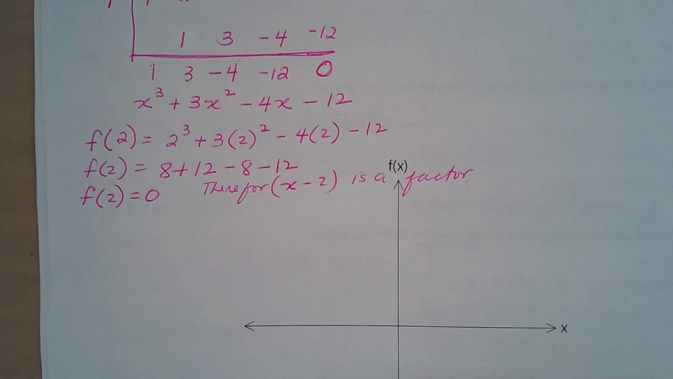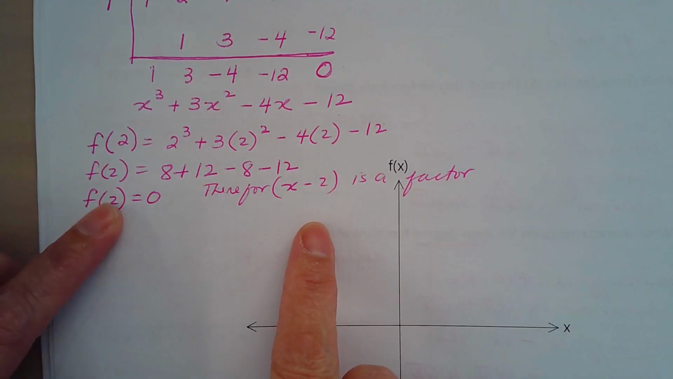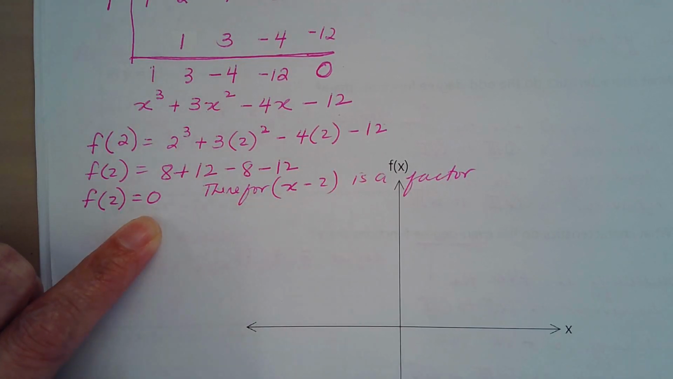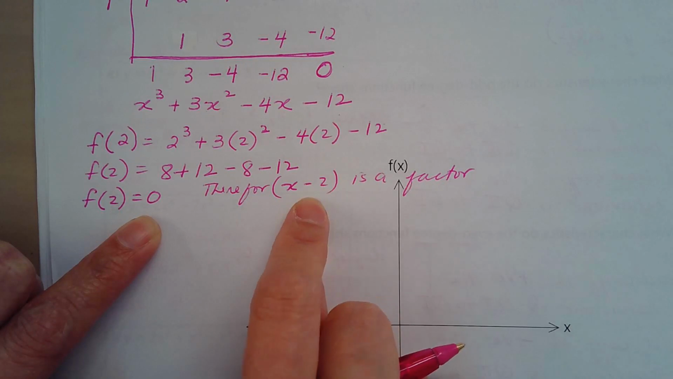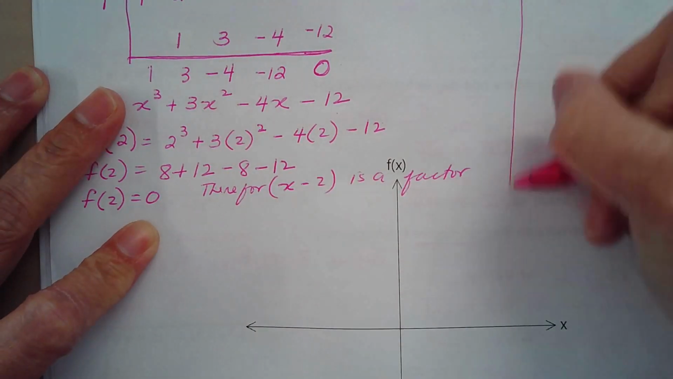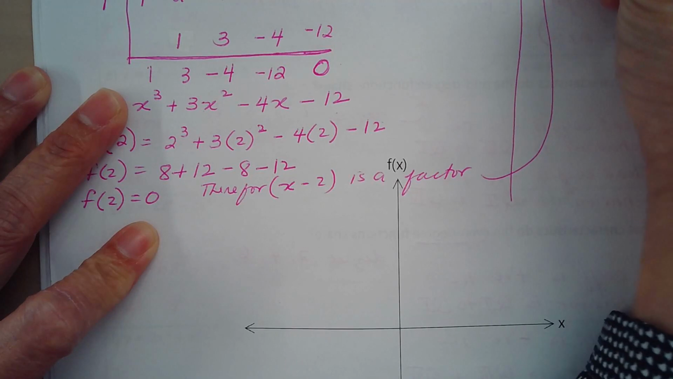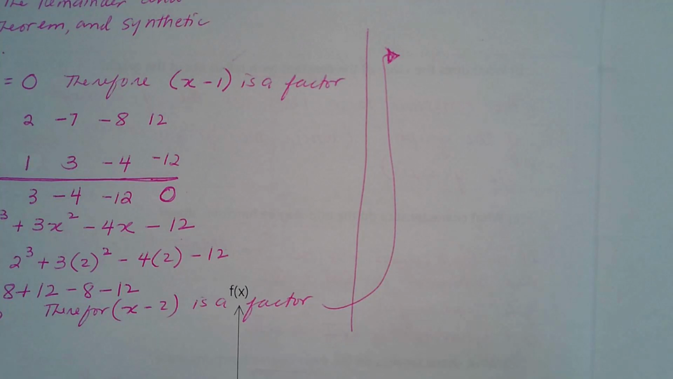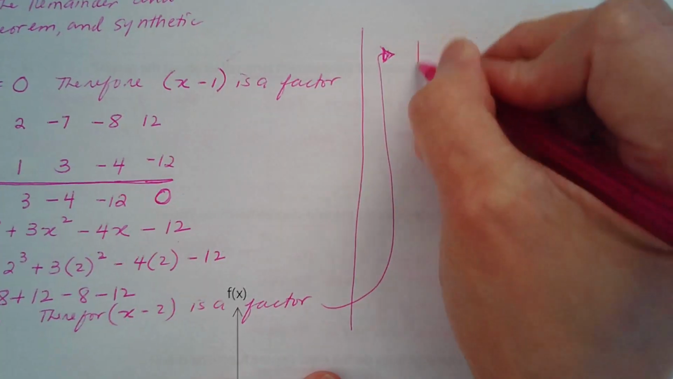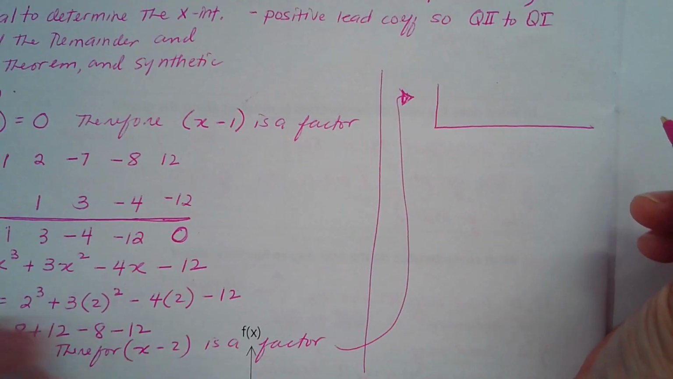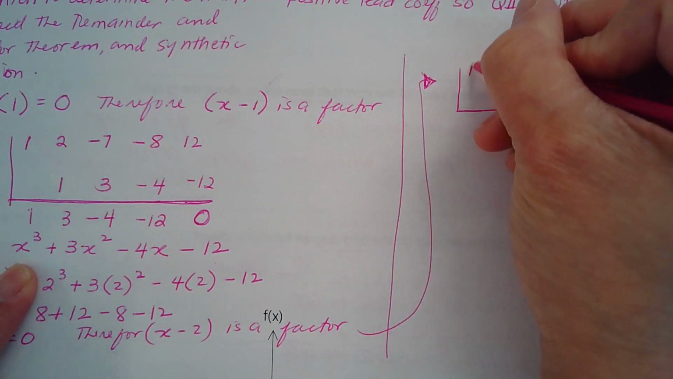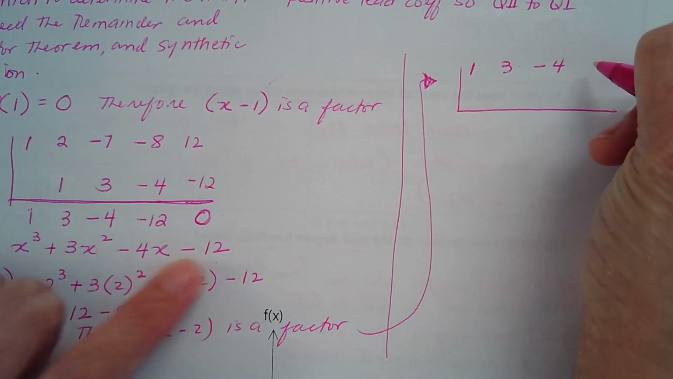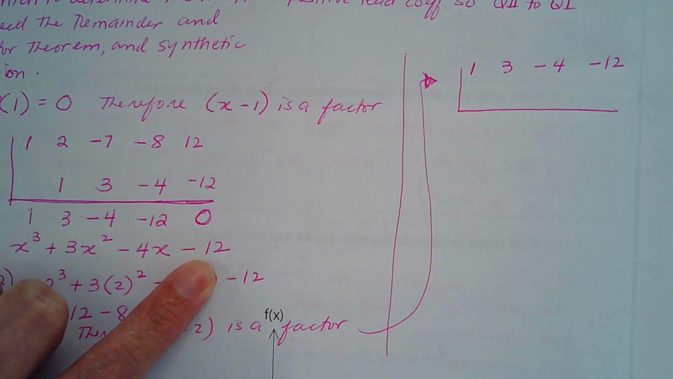They didn't give us enough room in here. So f of 2 is 0, so that means that x minus 2 is a factor. Okay, so if x minus 2 is a factor, I'm going to go back up here because I don't have enough room. I want to save this space for actually graphing. So we have to perform another synthetic division. What do I put in? It's going to be 1, 3, negative 4, and negative 12. Okay, good.